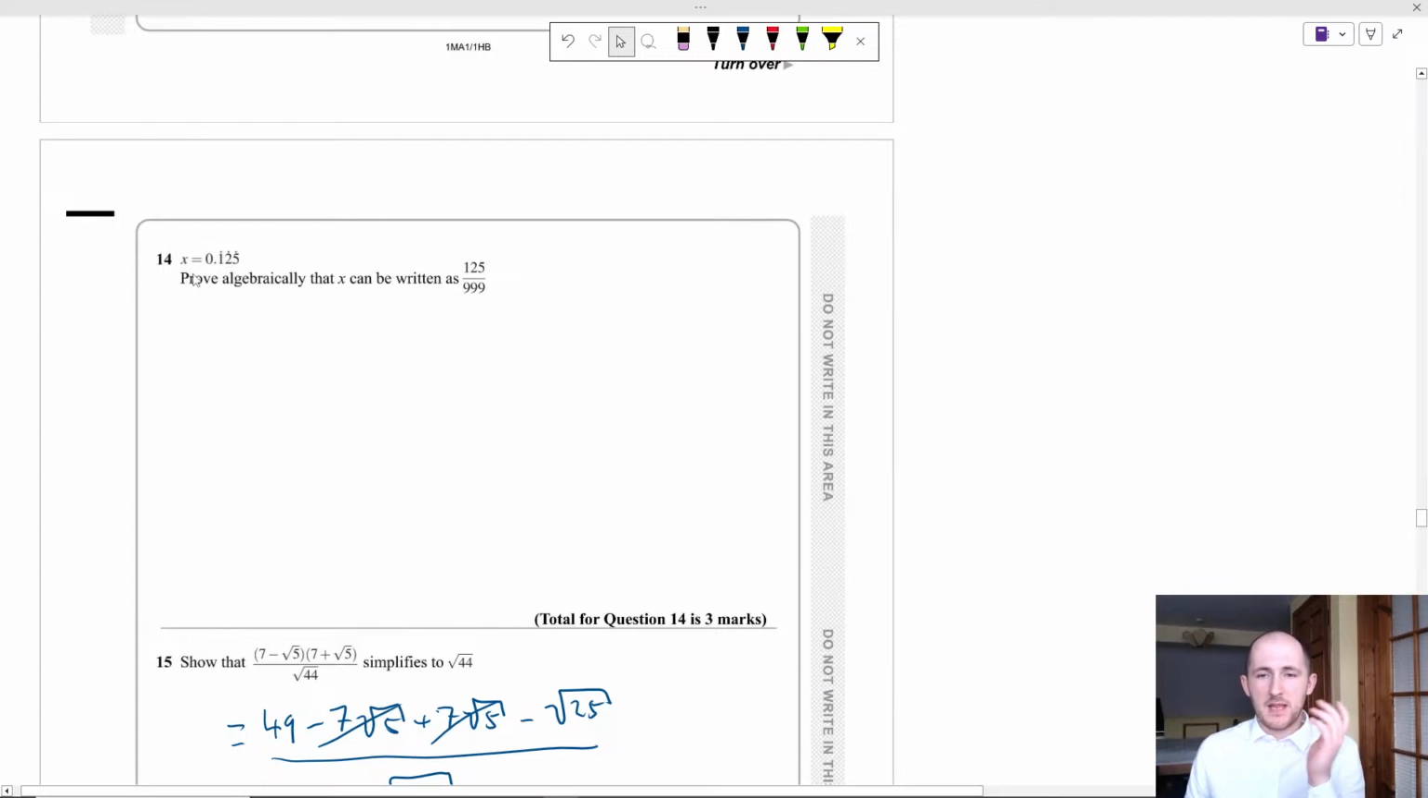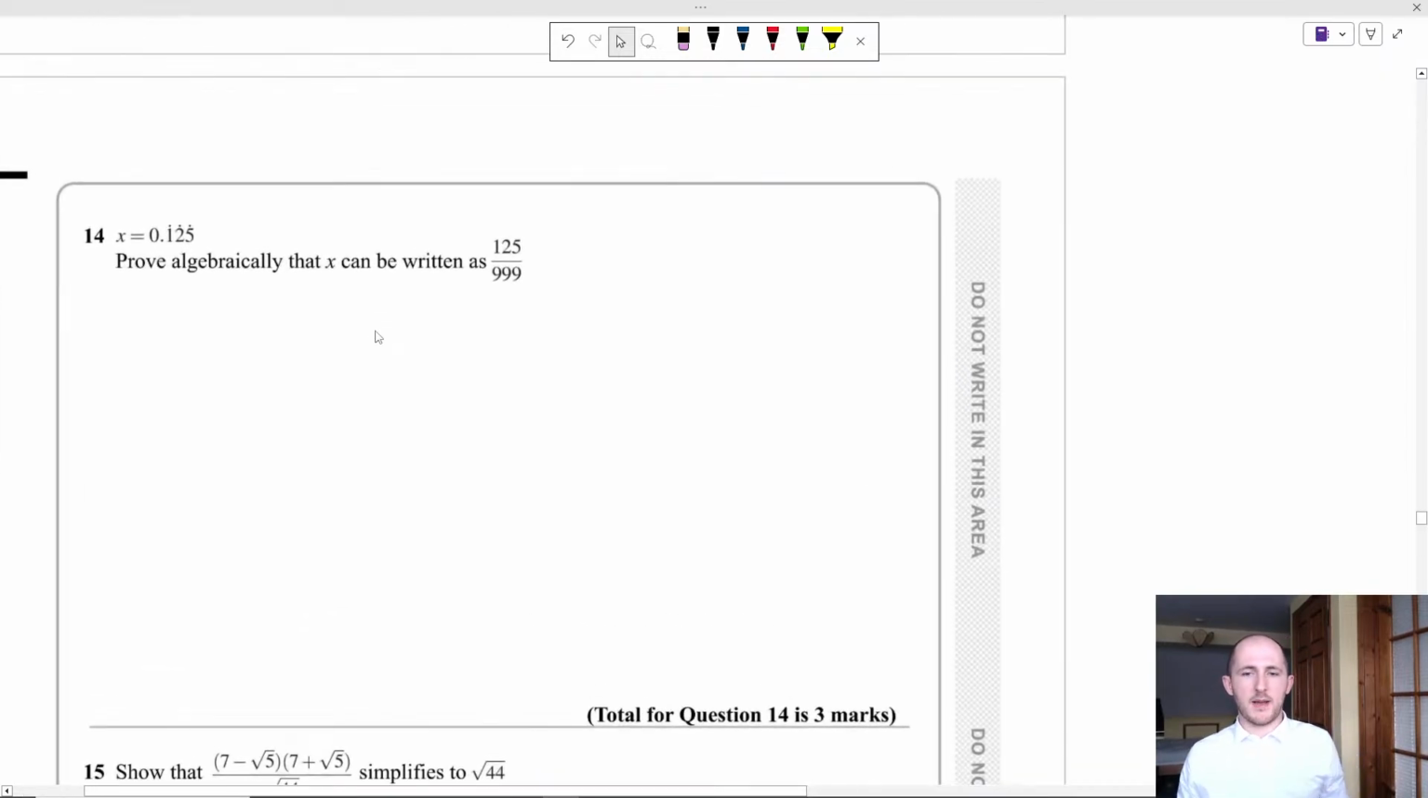For this one, changing recurring decimals into fractions is something that some people have asked me about, but I haven't really had a chance to do it. Here's what you do. Here's my top tip. And by the way, don't just watch me do it once. Go and do some practice on this.